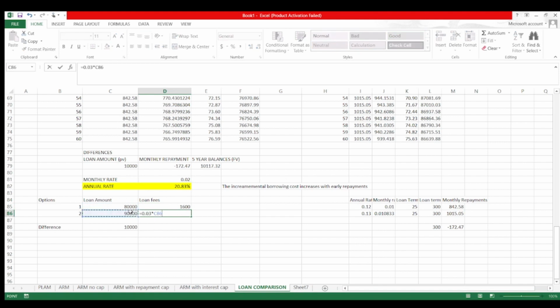And 3% for the 90. So that's the relevant loan fees. Now we need also to get the amount disbursed. This is the actual amount which the person receives after applying for this loan.